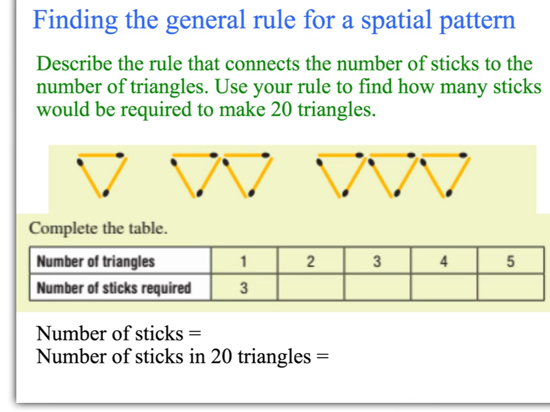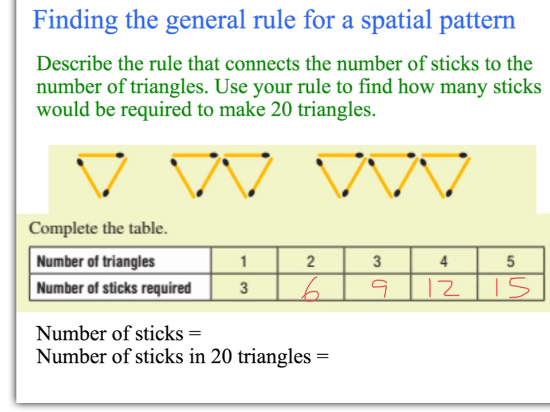Okay, so how about you have a go and see if you can figure out how many sticks you'll need for 20 triangles. So you need to fill in the table here, and I'll just give you a bit of a head start. So for the number of triangles, if you have 1 triangle, you have 3 sticks. 2 triangles, you have 6 sticks. 3 triangles, 9. 4, 12, 5, 15.